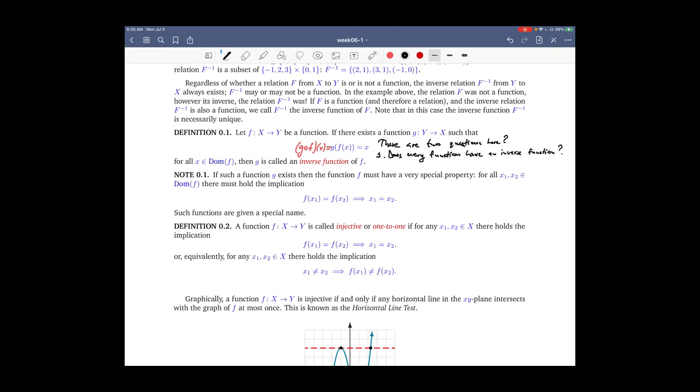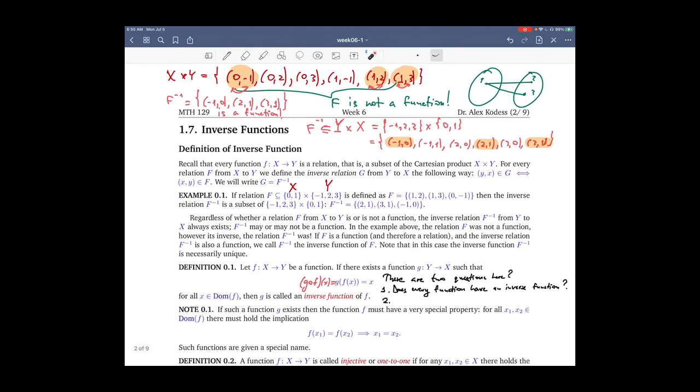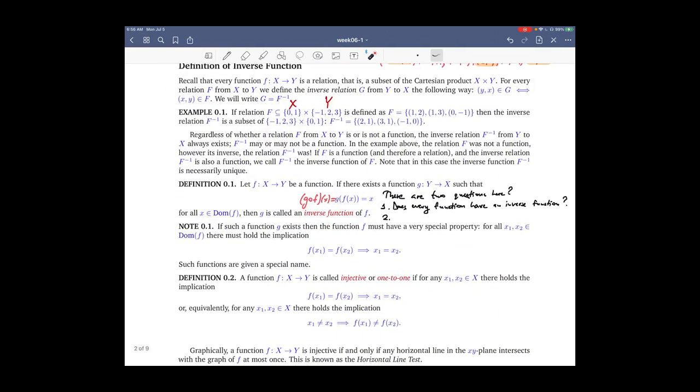Does every function have an inverse function? Is the first question, and the second question is: is it unique? Again, this question is not relevant for relations and their inverses as defined here, because when you flip coordinates, the result is always unique. But in the sense of this definition, it may be an interesting question.